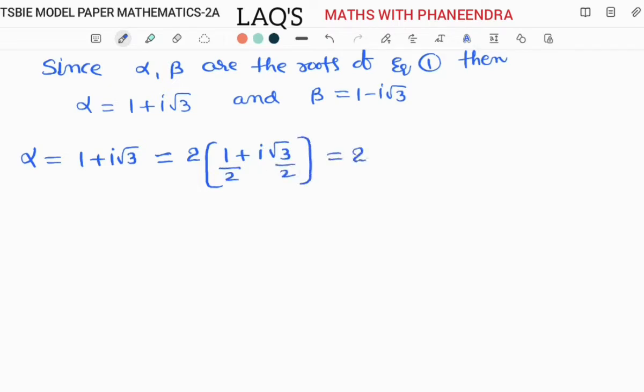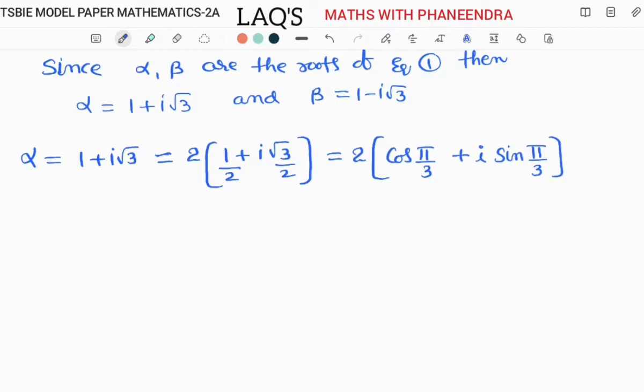This can be written as 2 into, we can write in the form of cos theta plus i sin theta. So 1 by 2 in terms of cos, we can write it as cos pi by 3, cos 60 degrees, plus root 3 by 2 in terms of sin, i sin pi by 3. So therefore alpha equal to 2 into cos pi by 3 plus i sin pi by 3. But they are asking alpha power n. So alpha value we got it now.